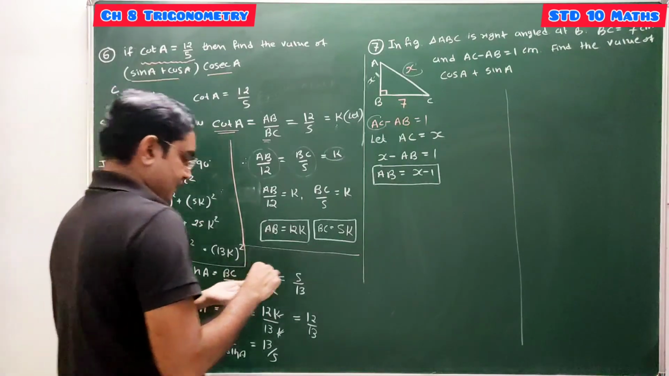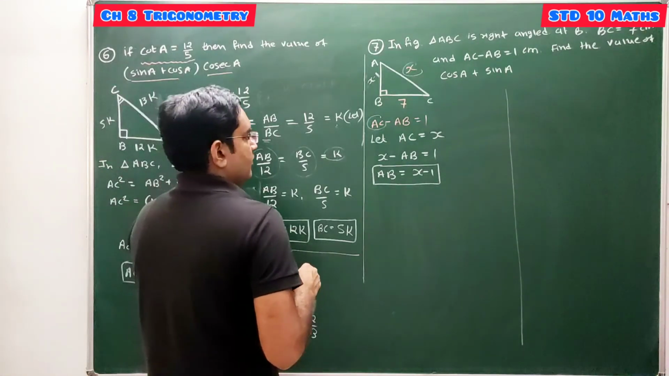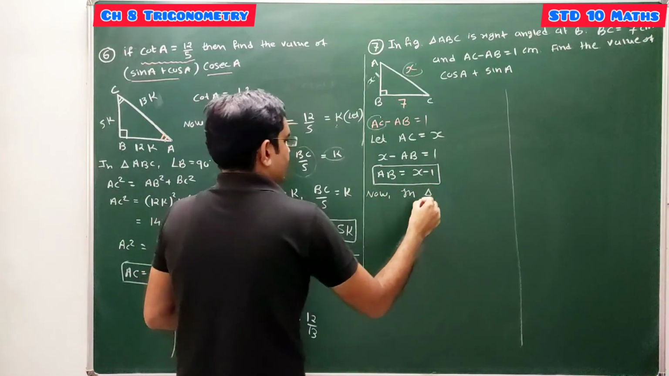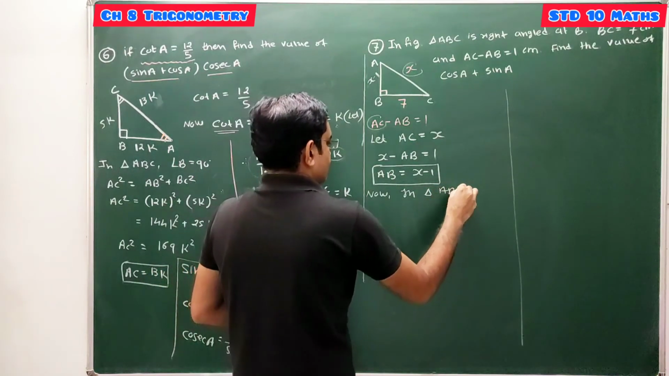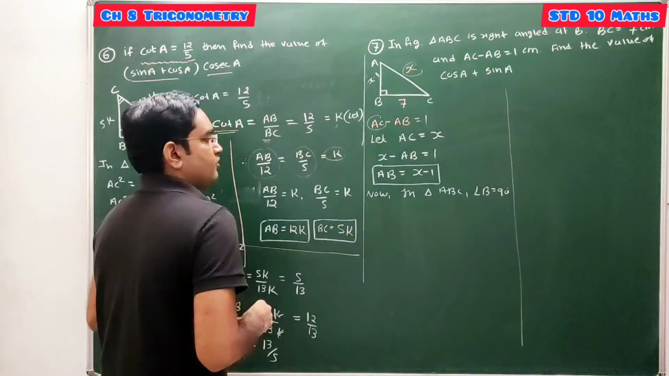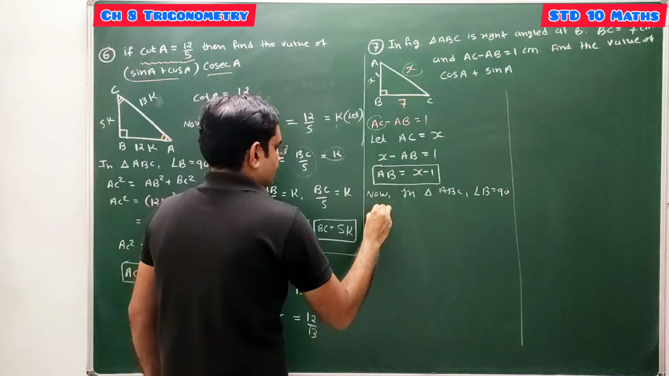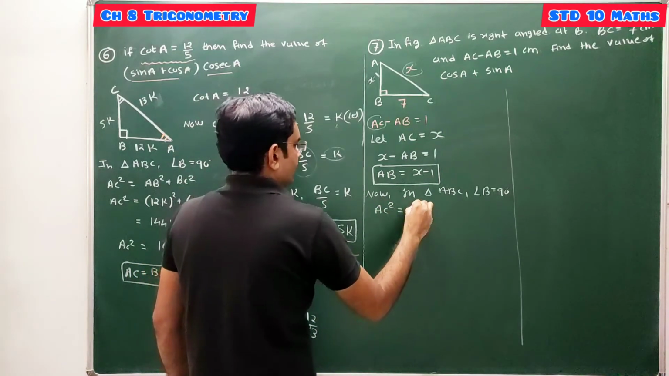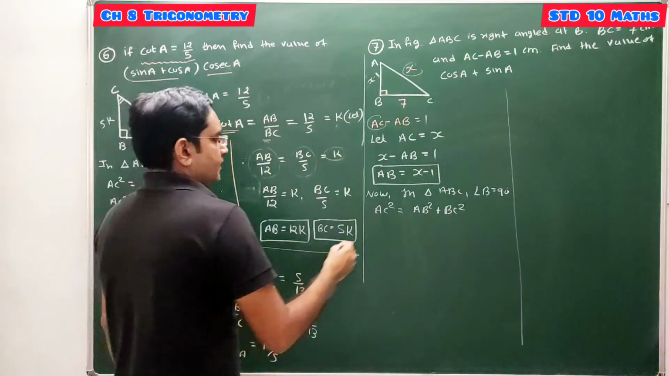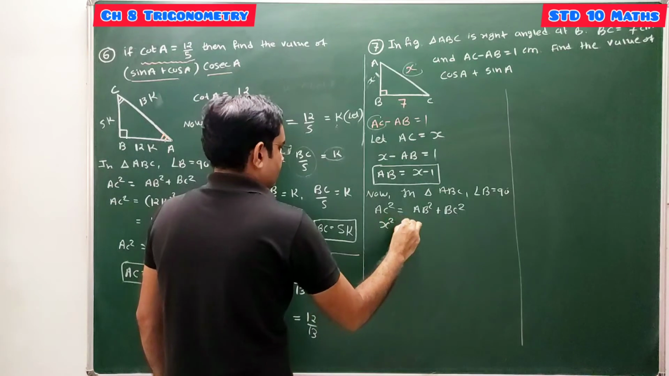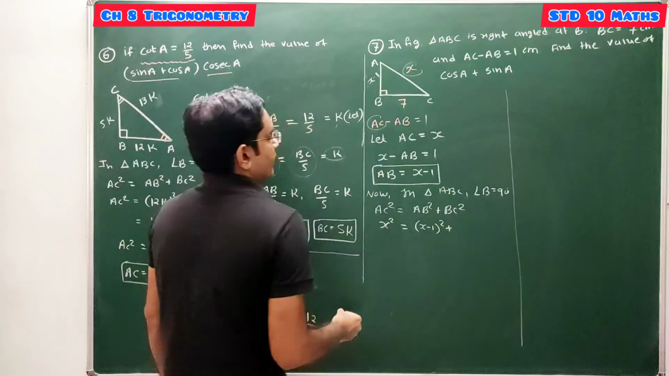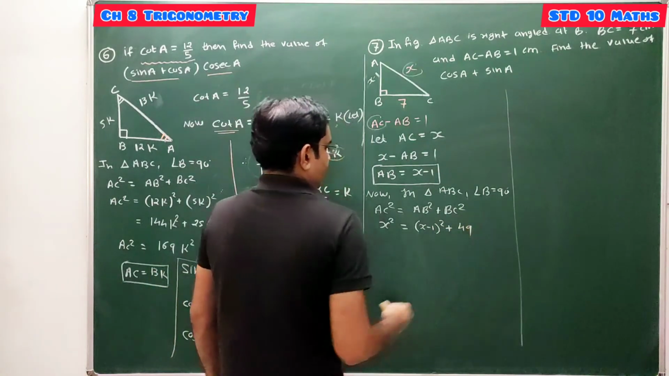So let's start with right angle triangle ABC. Now in triangle ABC, angle B is 90 degrees. So by using Pythagoras theorem, AC square equal to AB square plus BC square. AC is X square, AB is X minus 1 square, and BC is 7 square, 49.